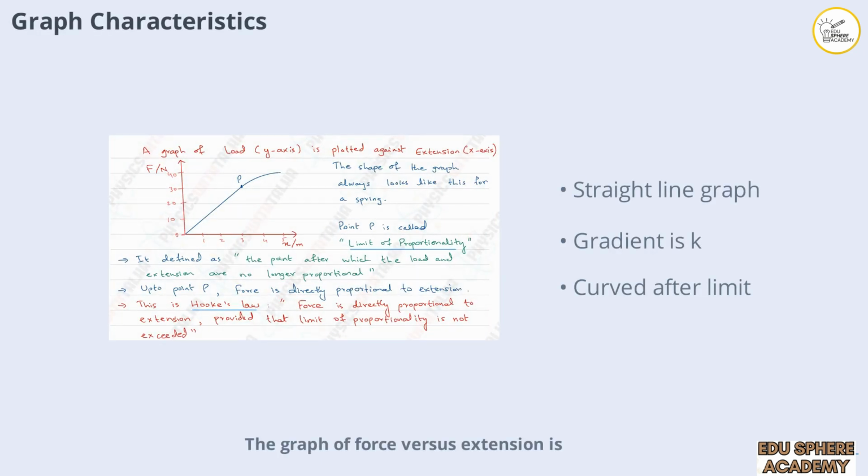The graph of force versus extension is a straight line passing through the origin as long as the spring obeys Hooke's law. The gradient of this line represents the spring constant, k. After the limit of proportionality, the graph curves, indicating that the relationship is no longer linear. Recognizing these features on a graph helps in identifying the properties of materials and their limits.